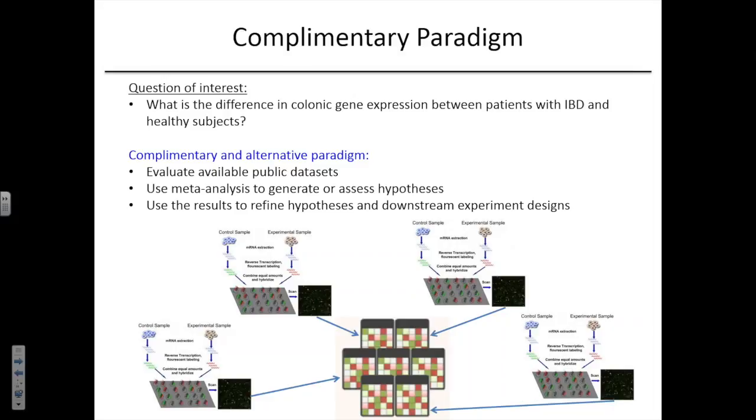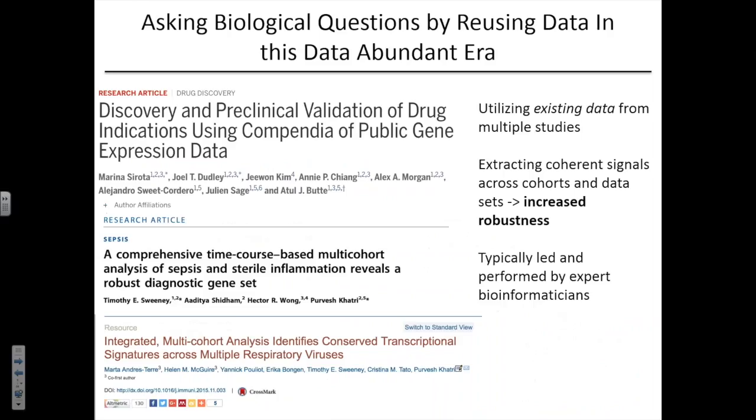So this, to me, is a complementary approach. You start asking a question by going into existing data and see how much new information you can get and how much of your initial question can be answered by using these data. There have been quite a few publications using this kind of approach. For example, looking at drug repositioning using gene expression data, or discovering conserved gene expression blood signatures across diverse types of viral infections, a paper that just recently came out in Immunity from Pravesh's lab. And also looking at sepsis, for example.